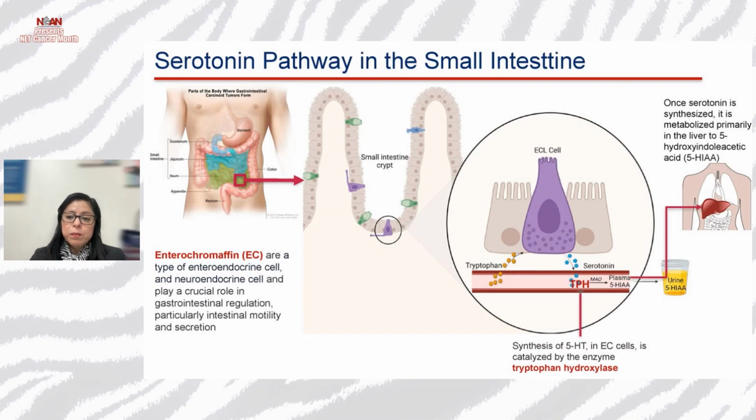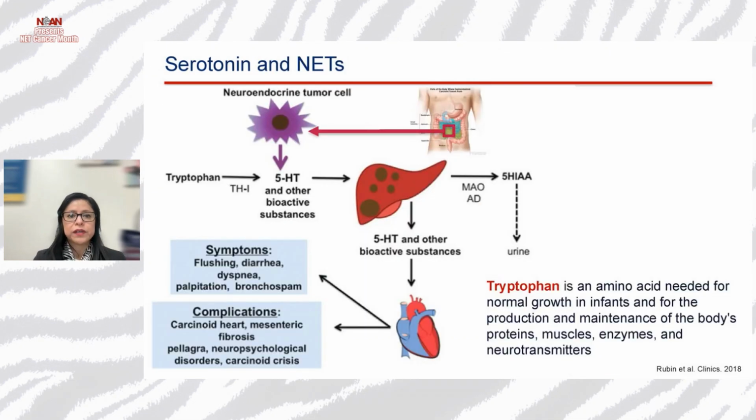Once it's converted to serotonin, the way it's then measured in the urine via 5-HIAA is when it is subsequently metabolized primarily in the liver. So once it's converted from tryptophan to serotonin by this enzyme called tryptophan hydroxylase, it's then metabolized in the liver, and via 5-hydroxyindoleacetic acid, that's the one that we measure in the urine, or now in the serum as well.